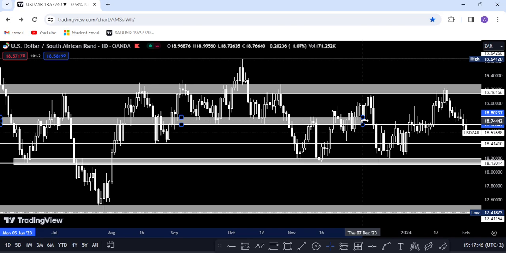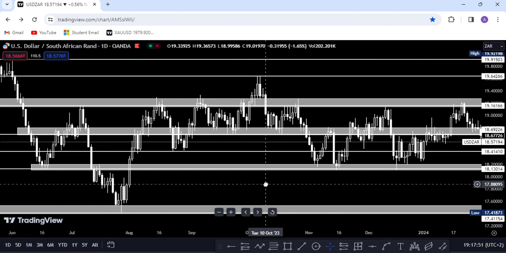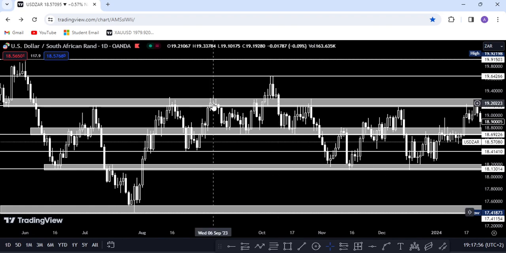Okay, it's mostly bullish. So as you can see, this is my resistance. Why is this a resistance? It is because prices resisted here.